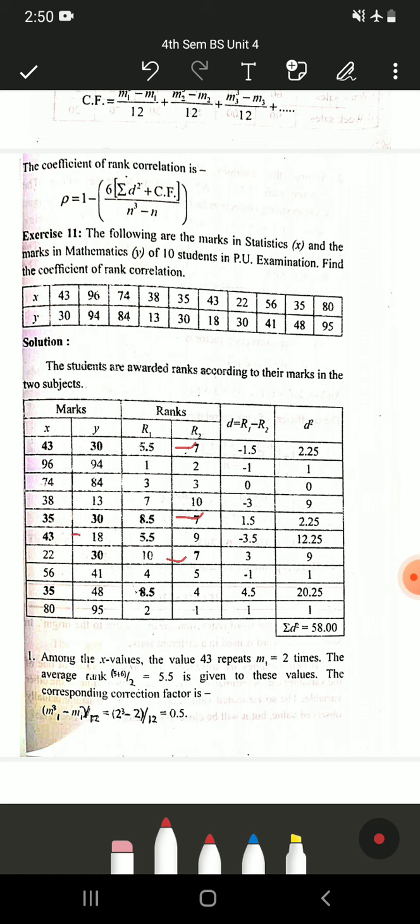So the next one will be for 9th, we will assign it as 9, and the least score is 13, which gets the 10th rank. So again you can see we have assigned ranks from 1 to 10. Here 30 was repeated 3 times, so we have taken the average of 6, 7 and 8. So 6 plus 7 plus 8 divided by 3, so 21 divided by 3 is 7. We have assigned 7 to all those 3. So the next rank will be 9 and 10.